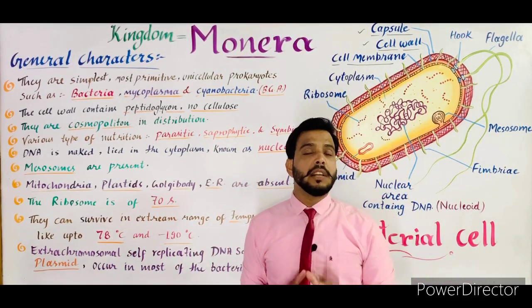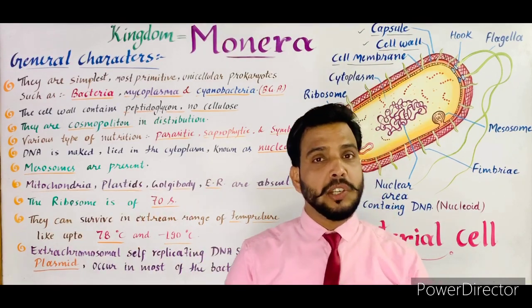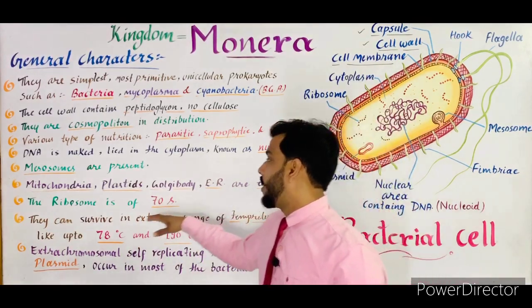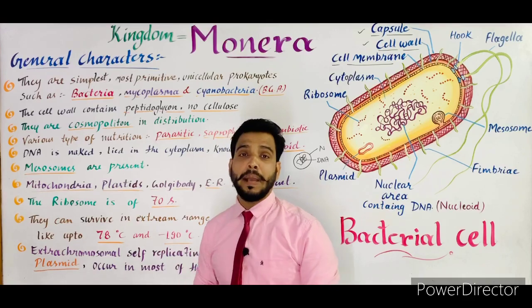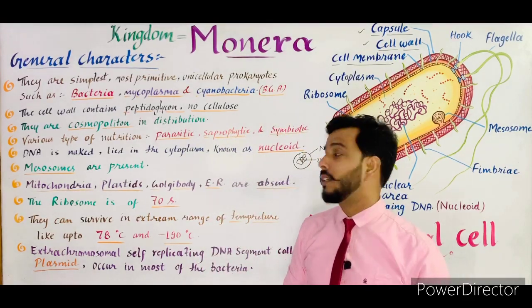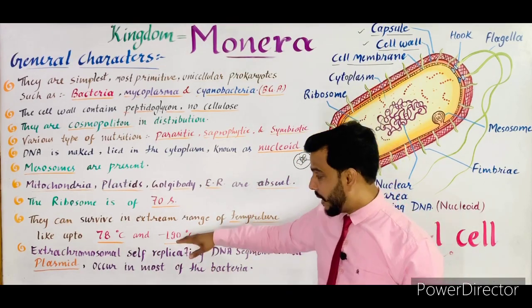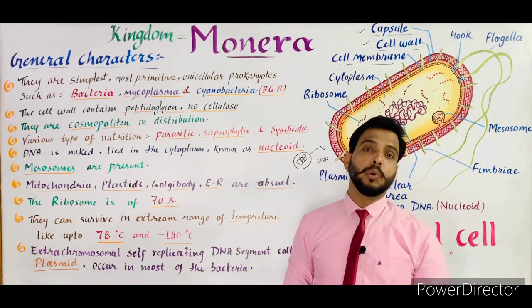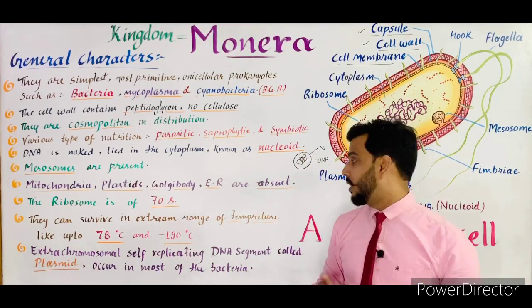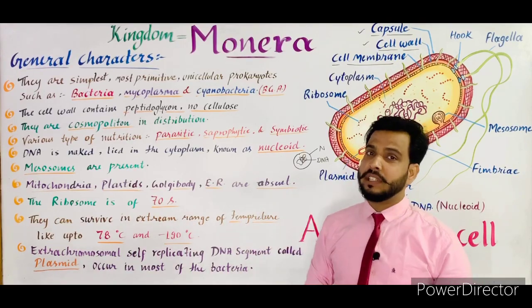Means they can survive in different types of temperatures, up to 78 degrees centigrade. Maximum bacteria are found at 78 degrees centigrade and the minimum temperature is minus 190 degrees centigrade. So they can survive in an extreme range of temperature.